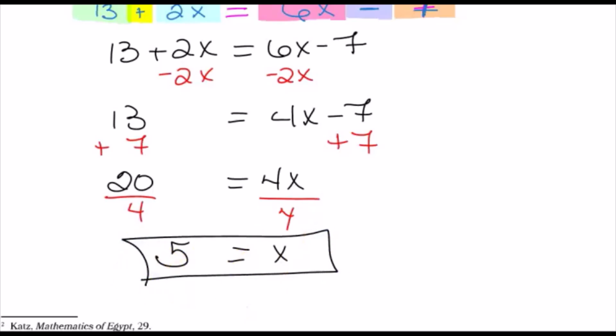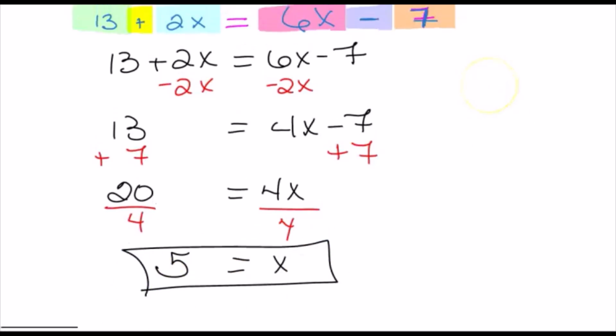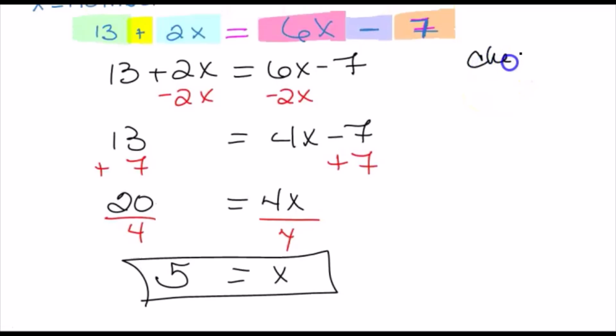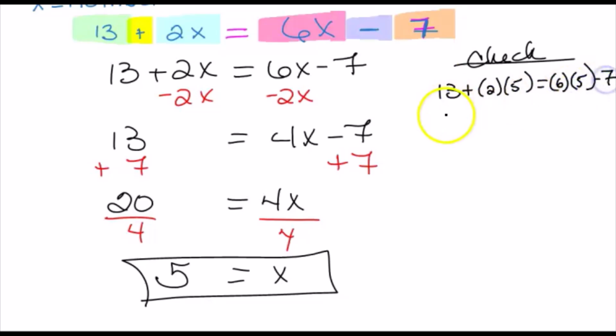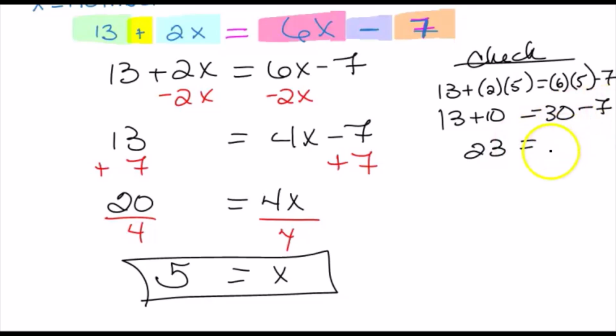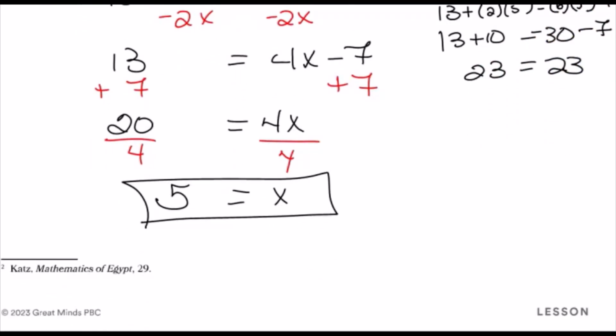So our number is 5. To check, which we should always do, 13 plus 2 times 5 equals 6 times 5 minus 7. So 13 plus 10 equals 30 minus 7. 23 equals 23. And our number is indeed 5.